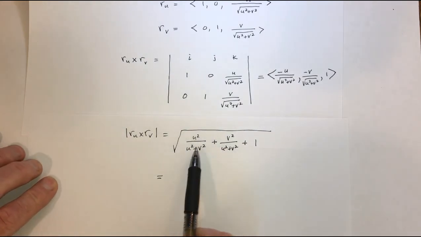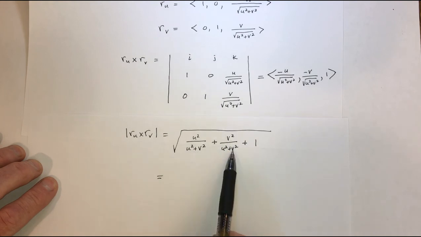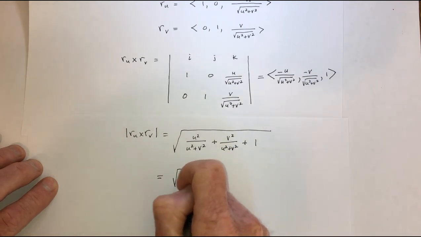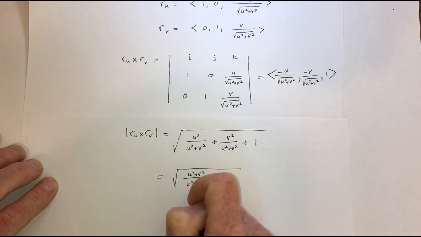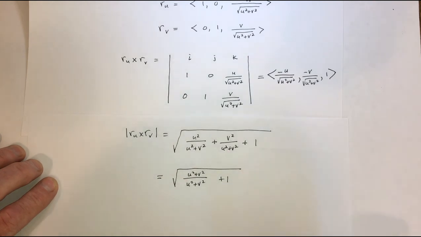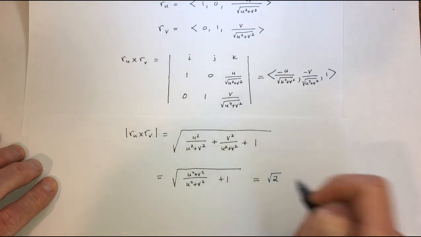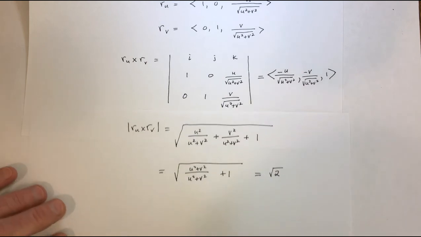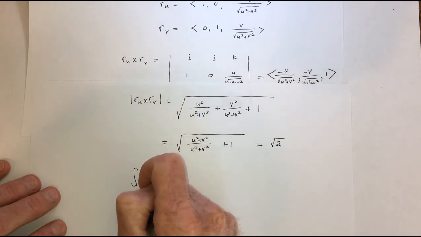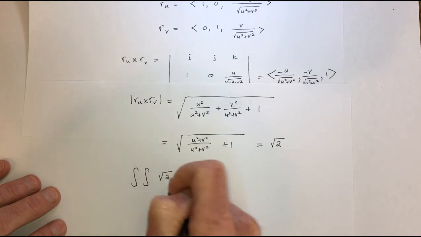Well, when you add these, they already have a common denominator, and the numerator is going to become u squared plus v squared over u squared plus v squared, plus a 1. That is a 1, and 1 plus 1 equals 2, so after all of that, it simplifies to just the square root of 2. So believe it or not, all we need to do is the double integral of the square root of 2.